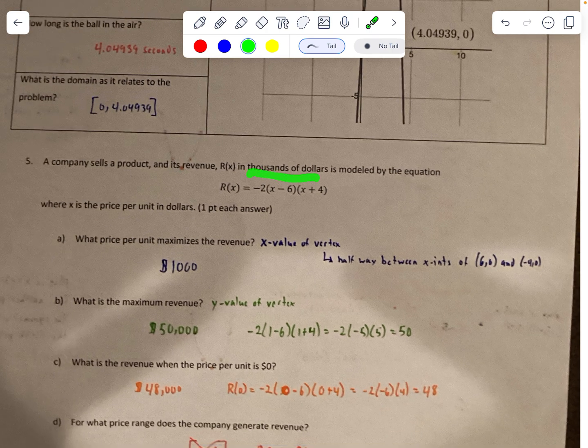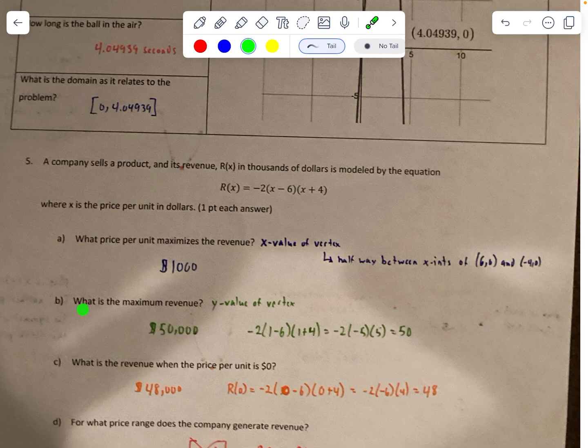Now this is measured in thousands, so 1 actually means 1,000. A lot of people didn't write 1,000 on the group test. In fact, only one group did. I didn't take off for it, but maybe you should pay attention to that in the future because it does say in thousands. So the number 1 actually represents 1,000. The number 100 represents 100,000.